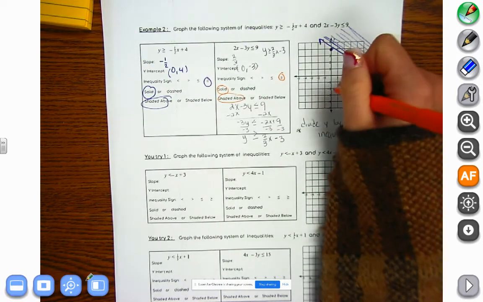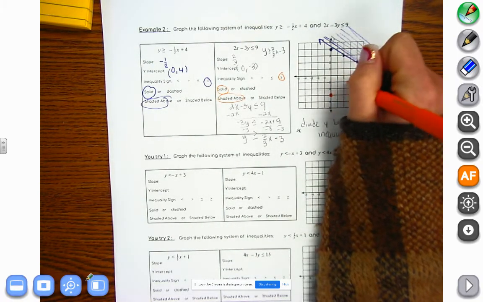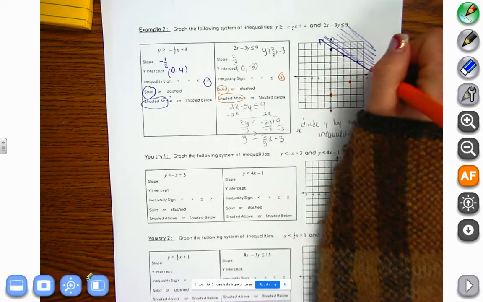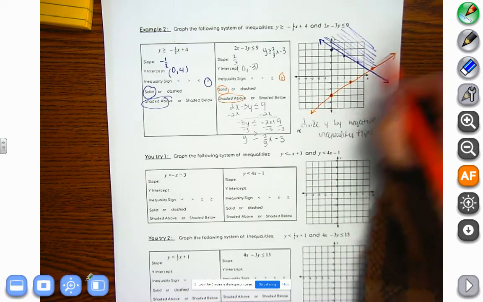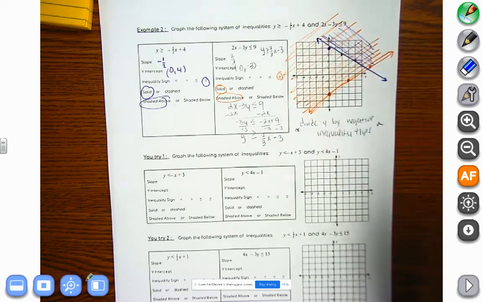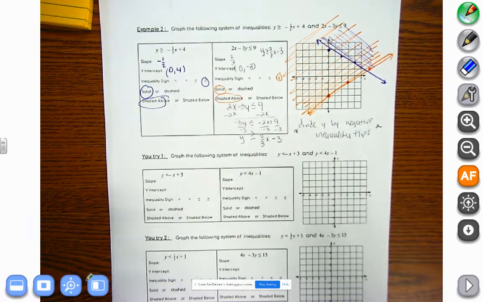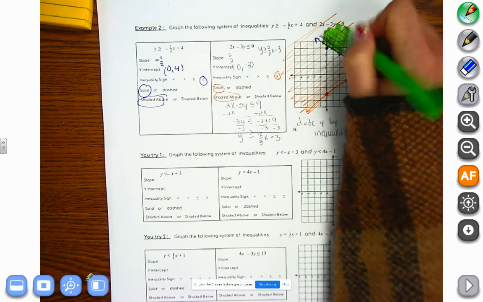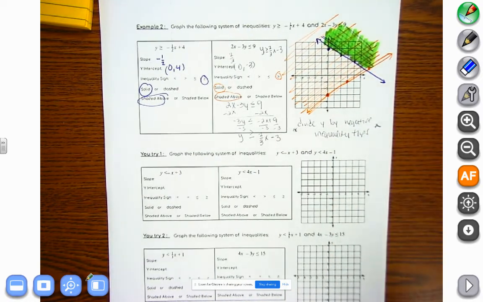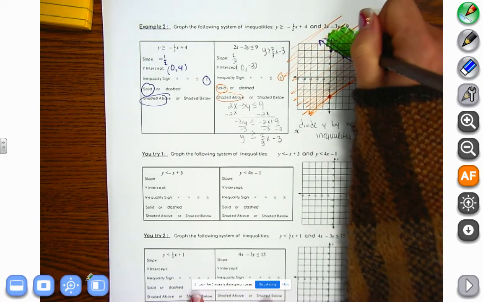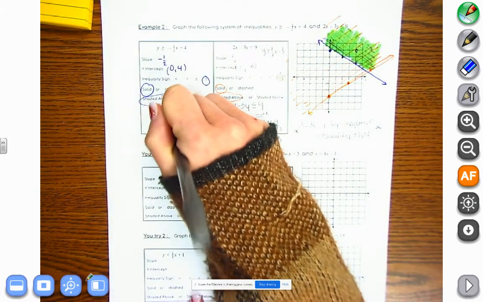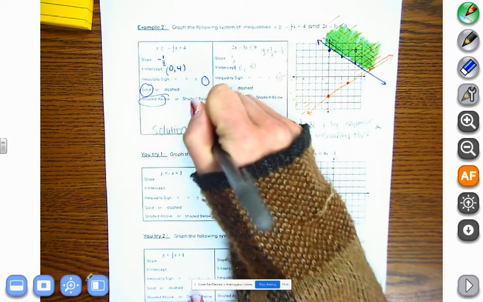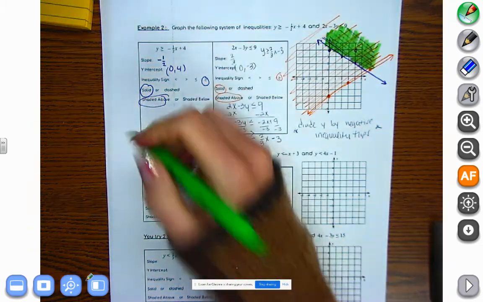Alright, so 0, -3, up 2/3, up 2/3, right, solid line, and it's going to be shaded above. Alright, so now we're going to choose any solution in this overlapping shaded area. So in the green area, that's where all of our solutions are. So let's just choose a point and label it as our solution. So let's say 4, 4 is a solution to this system of inequalities. Alright, and we'll be done with this problem.